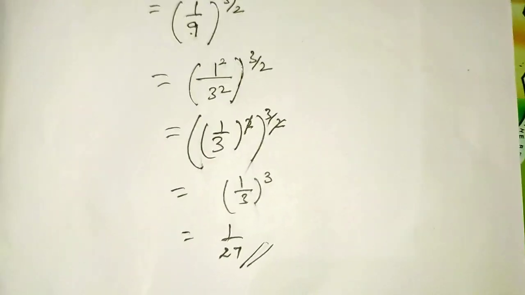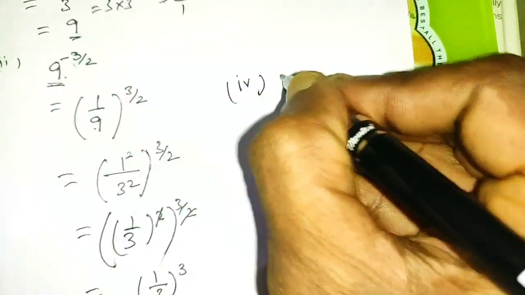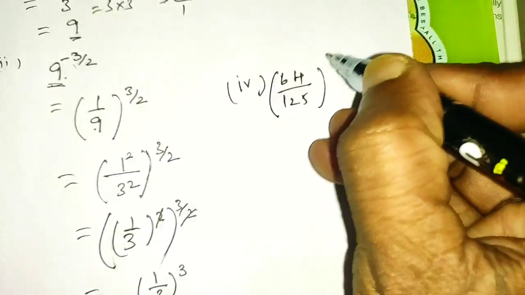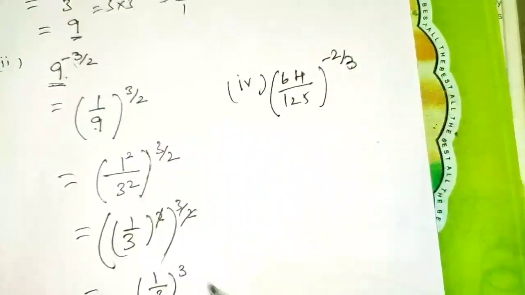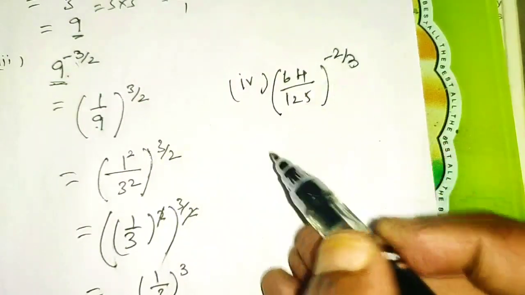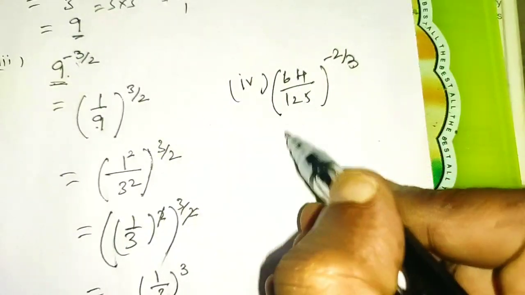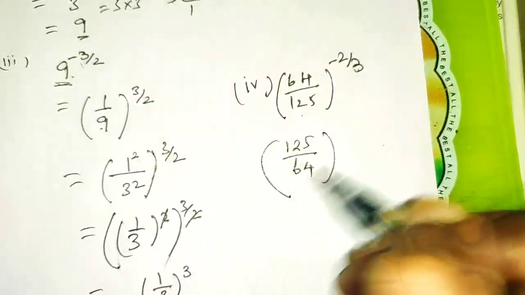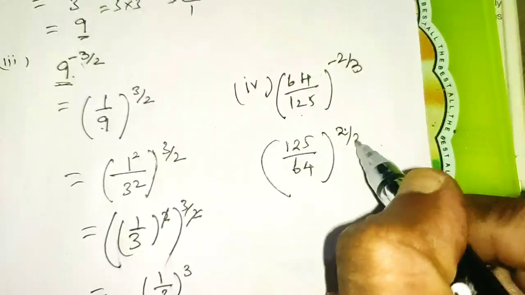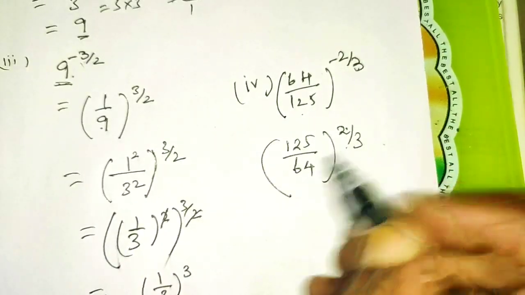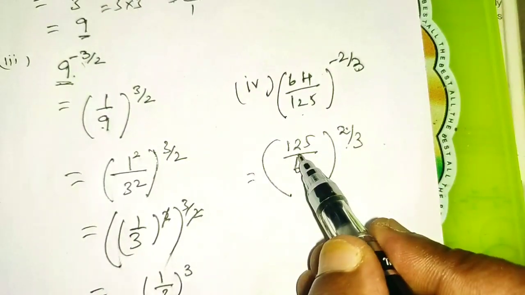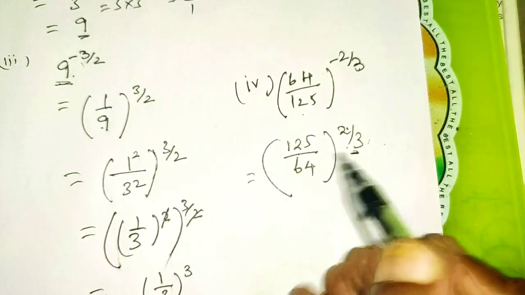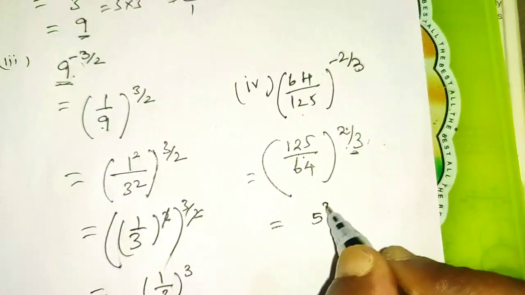Next comes the fourth sum. In the fourth sum, 64 by 125 whole power minus 2 by 3. Here also the power is negative. So I am going to reciprocate the base. 64 by 125 becomes 125 by 64 whole power 2 by 3. The power becomes positive. Now I am going to write this 125 as base with the power 3 because the denominator is 3. So 125 can be written as 5 power 3.